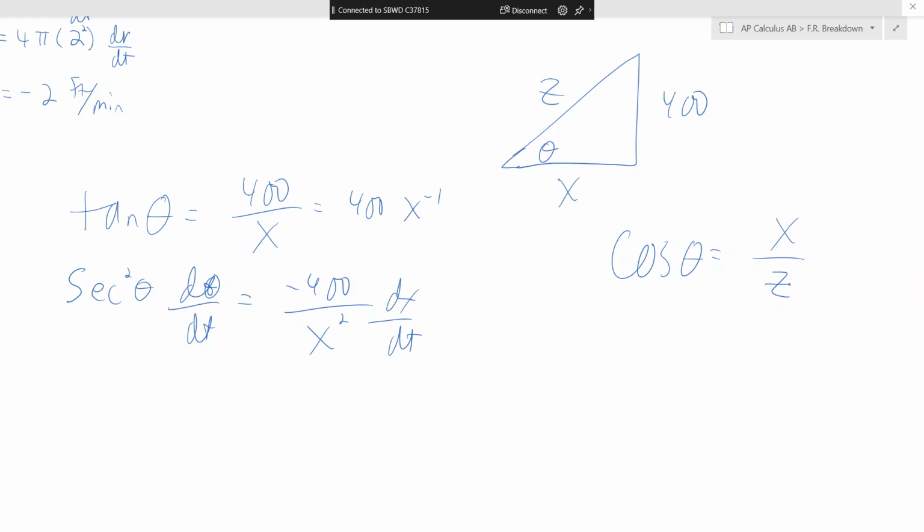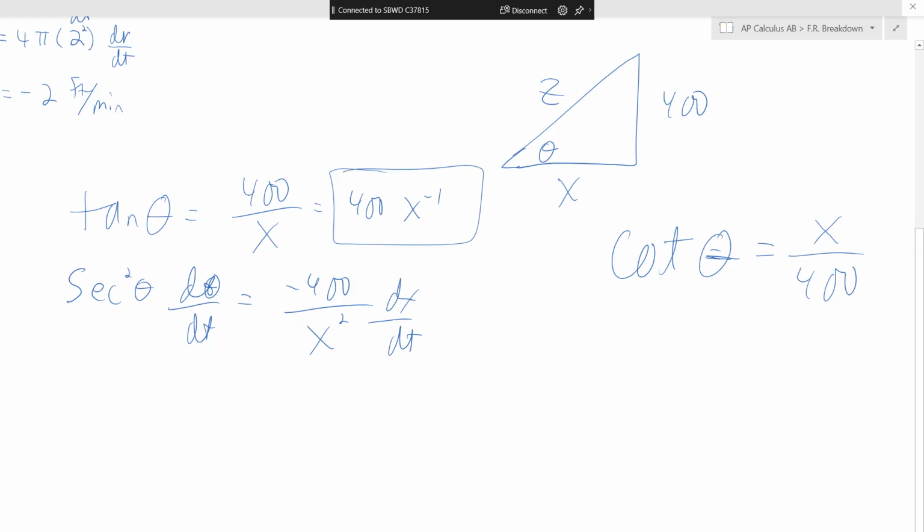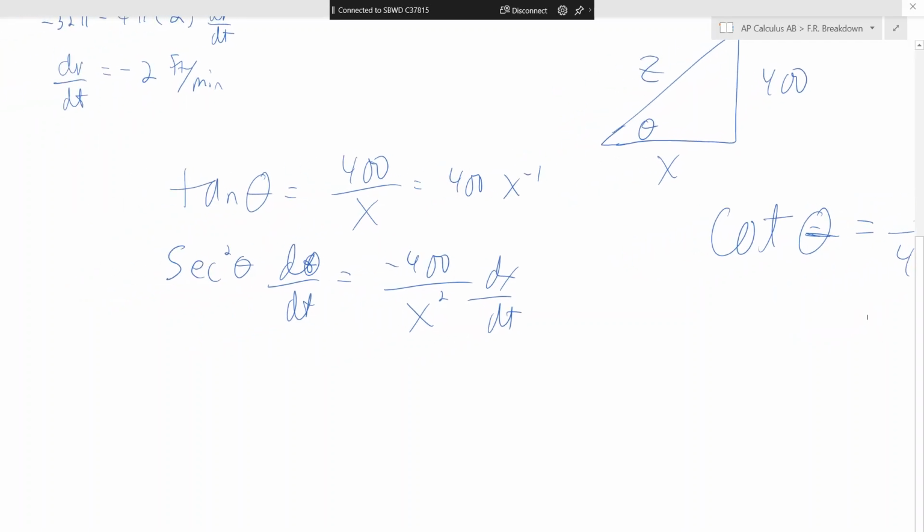We could also have used cotangent of theta, which is probably a little bit easier because cotangent is x over 400. How do you get negative 400 over x squared? Because we're deriving 400 x to the negative first power, just power rule. Cotangent works out a little nicer. If you derive it, you get 1 over 400 dx/dt. The x goes away, so we don't need to worry about that, which is kind of nice. I use tangent just because you're used to seeing tangent more often than cotangent, but it doesn't matter. All of those will work. Some are easier than others.